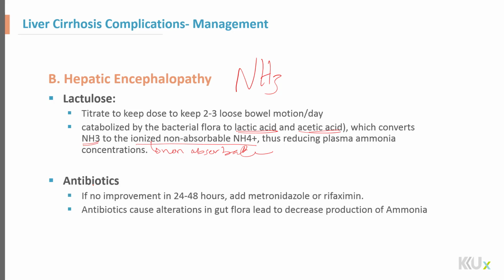Also, with hepatic encephalopathy, we can decrease ammonia by killing some of the normal flora. If no improvement with lactulose in 24 to 48 hours, we can add metronidazole or rifaximin. Antibiotics cause alteration in gut flora leading to decreased production of ammonia.